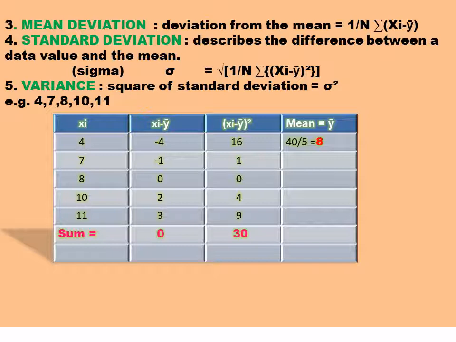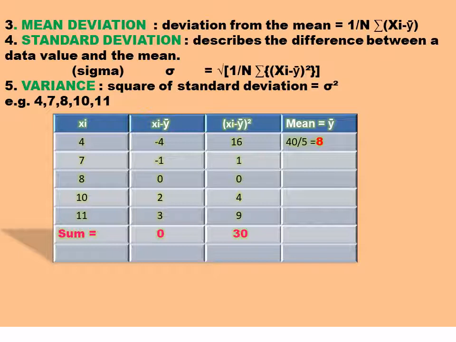Xi's are the points, as you can see in the first column of the table, that are 4, 7, 8, 10 and 11. And for xi minus y bar, the second column, how do you calculate it? First you need to calculate the mean, that is y bar. The mean is calculated by adding the numbers and dividing by the total number. So if you add all the numbers, 4 plus 7 plus 8 plus 10 plus 11, that comes out to be 40. Divided by 5 is 8. So you can see the red big 8. So 8 is actually the mean of the data.